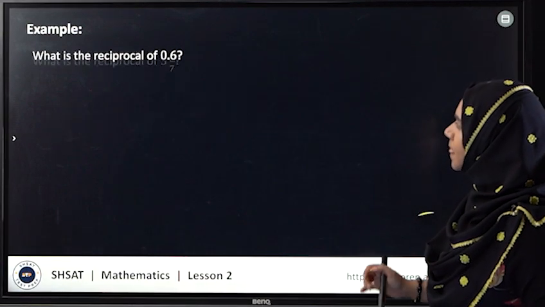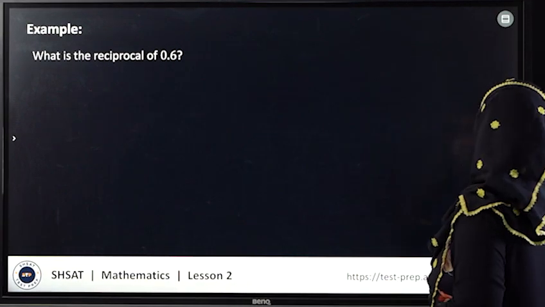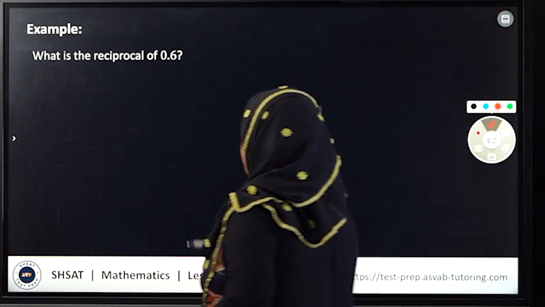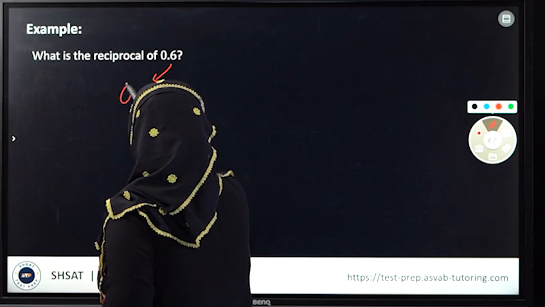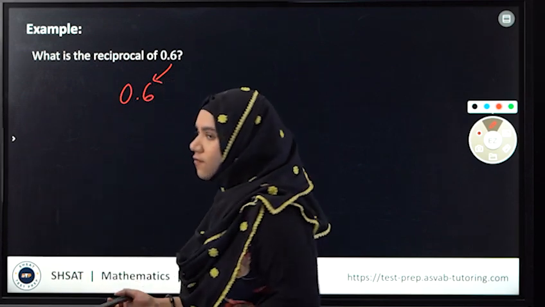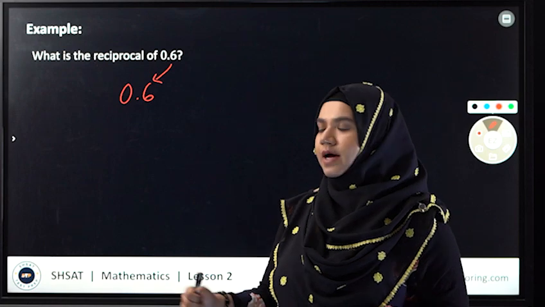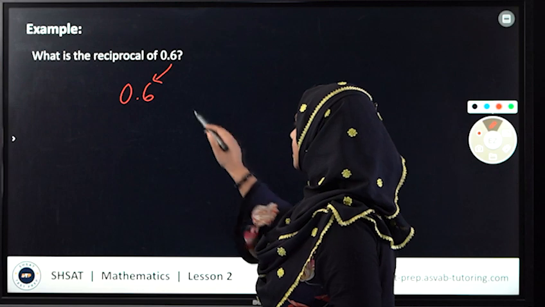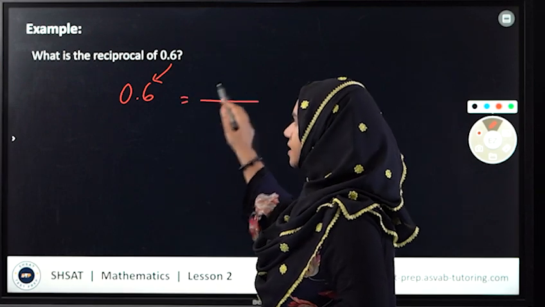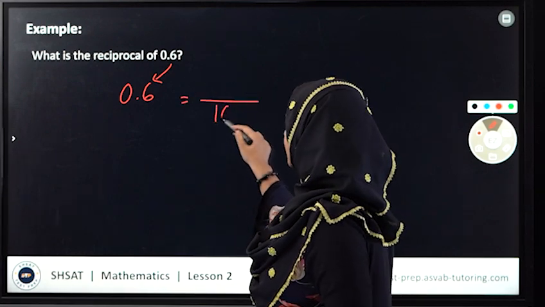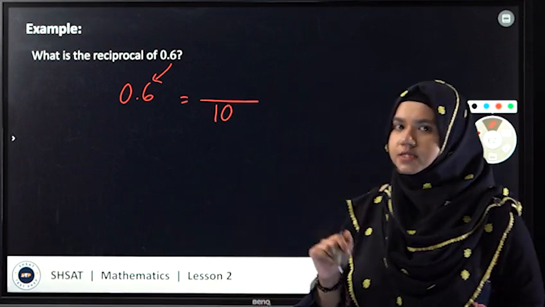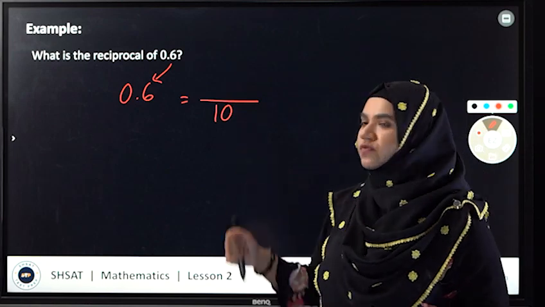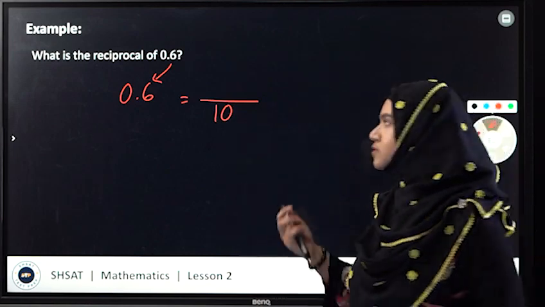Okay. Here we see, what is the reciprocal of 0.6? So if we have a decimal like this, what do we do? First of all, the first thing that we do need to know is how to convert this decimal to a fraction. How many numbers do you have right next to the decimal point? 1, right? This means that whatever numerator you get, it needs to be divided by 10 if you want to remove the decimal point. Had it been 0.65, in the denominator, you would have written 100, okay? So that's how it works.